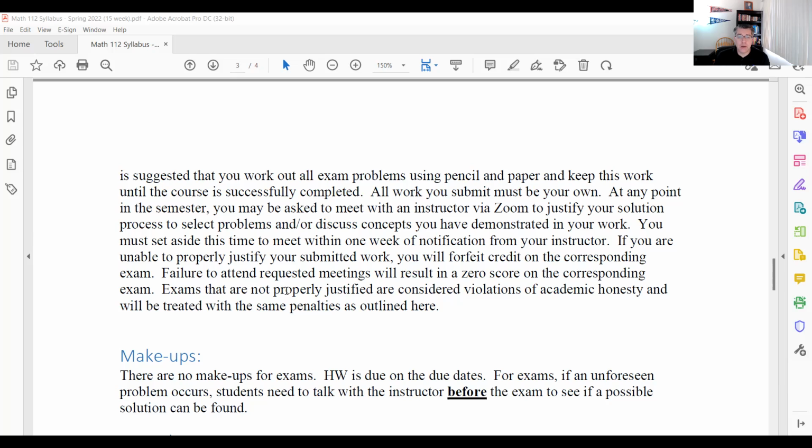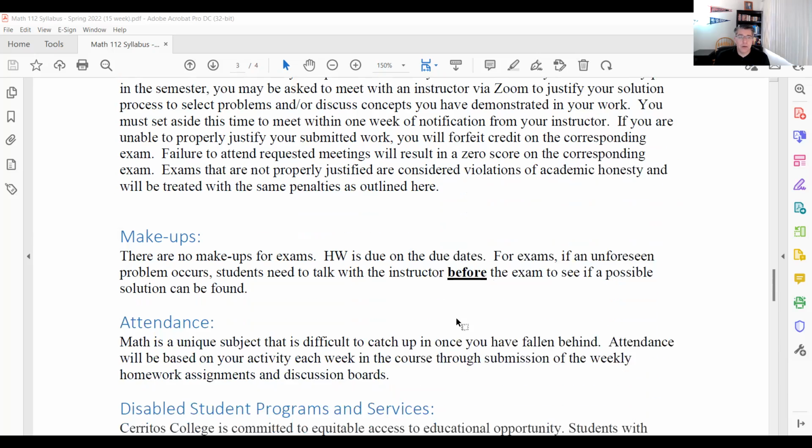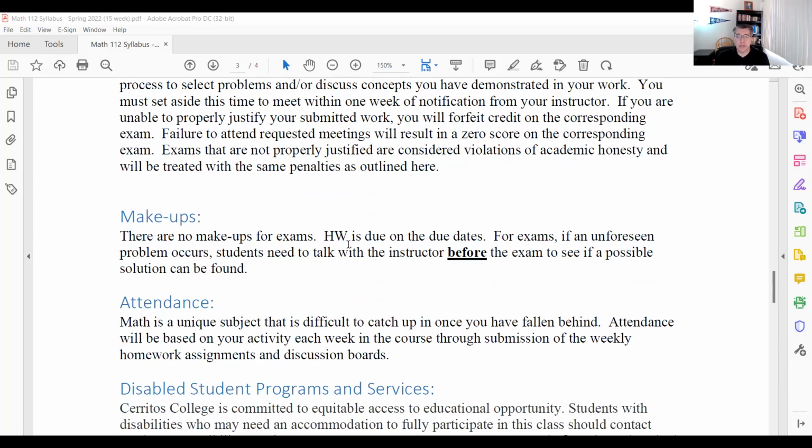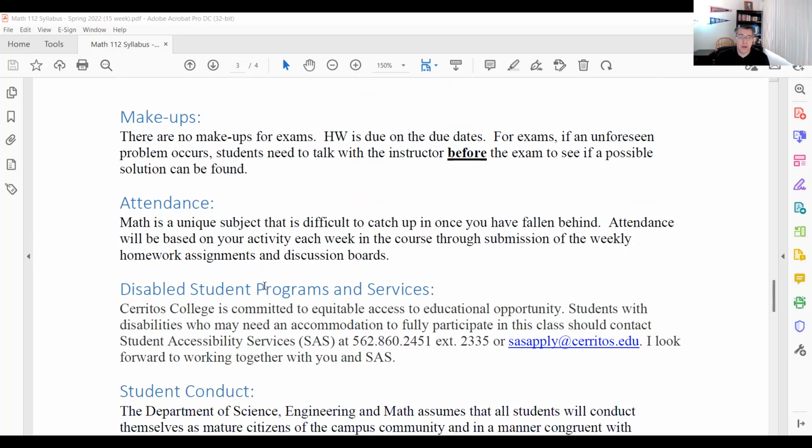Exams that are not properly justified are considered violations of academic honesty and will be treated with the same penalties as outlined here. Makeups. There are no makeups for exams. Homework is due on the due dates. For exams, if an unforeseen problem occurs, students must talk to the instructor before the exam to see if a possible solution can be found.